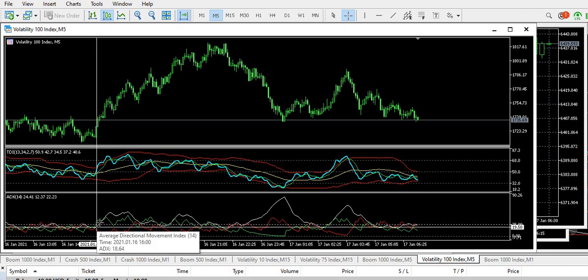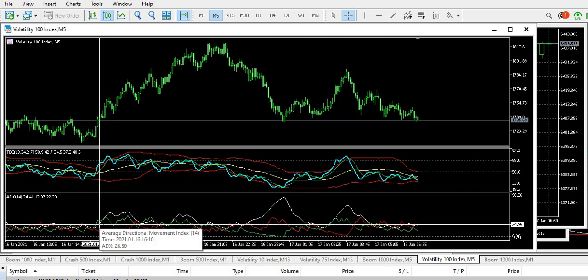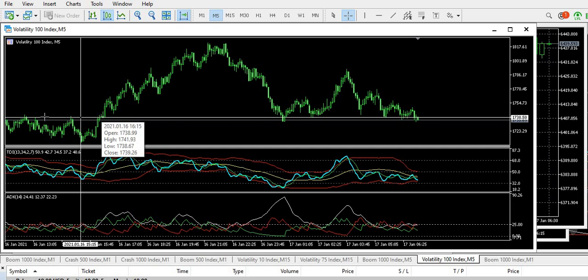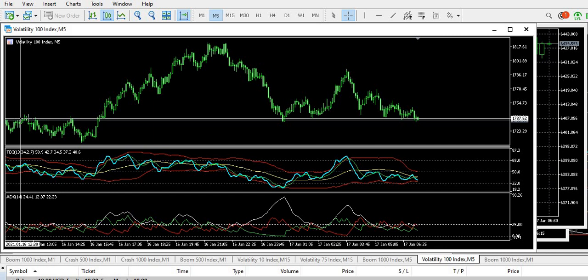So if you had to wait until it reaches level 25 around this point, as it's going up, to tell you that the market will be having some momentum, then it is a buy trade from around this point.